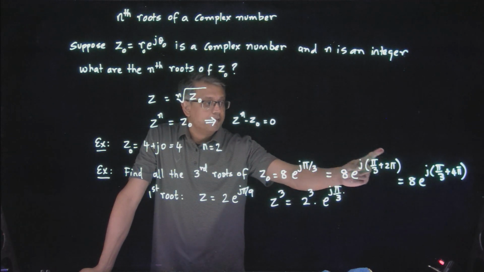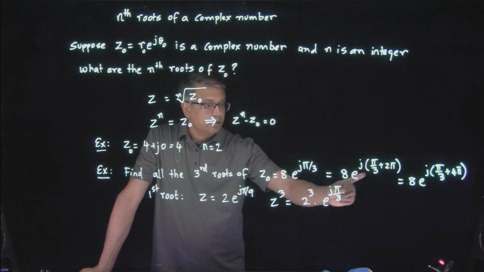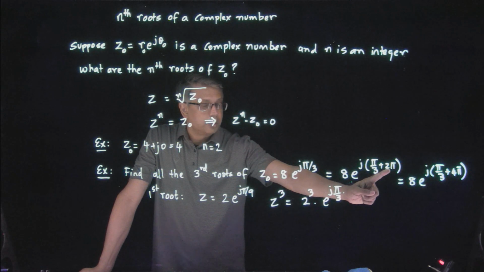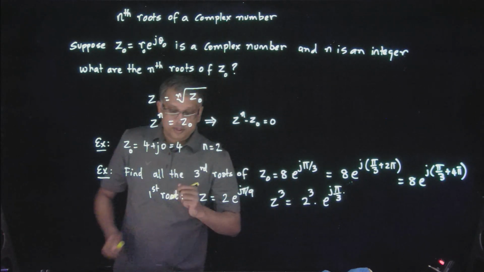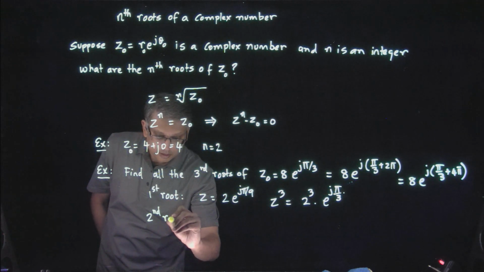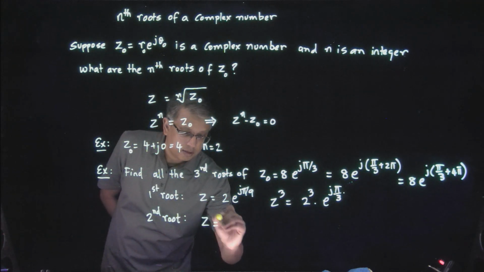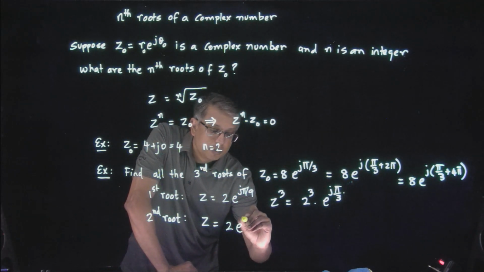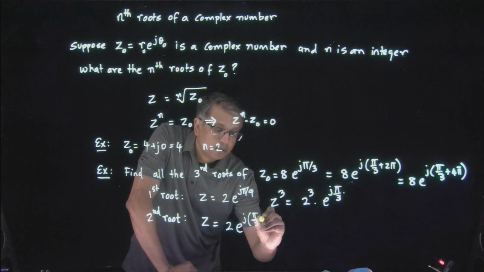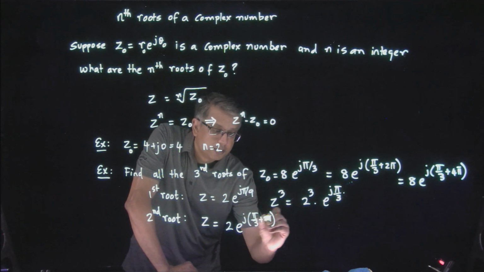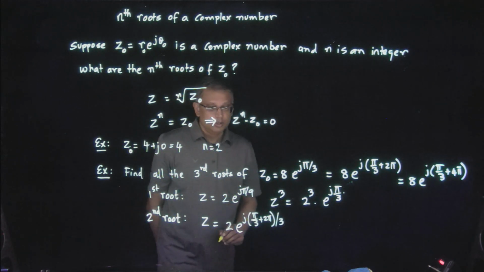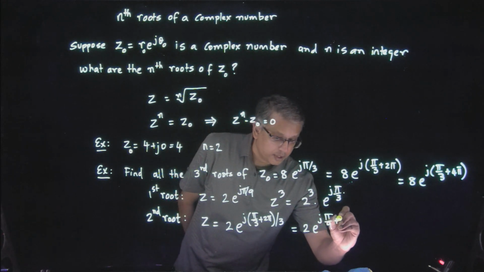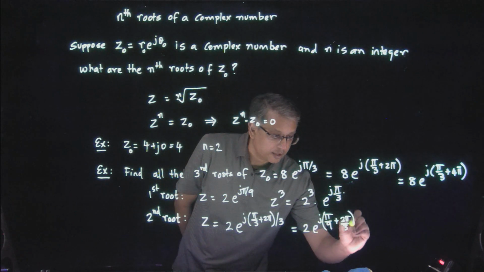But notice now that when you divide this angle by 3, you're going to get the pi over 9 that we got earlier here. But you're also going to get an extra plus 2 pi over 3. And therefore, the second root, so we'll call this maybe, yeah, and the second root is going to be 2 times e to the j pi over 3 plus 2 pi divided by 3, which is 2 times e to the j pi over 9 plus 2 pi over 3.